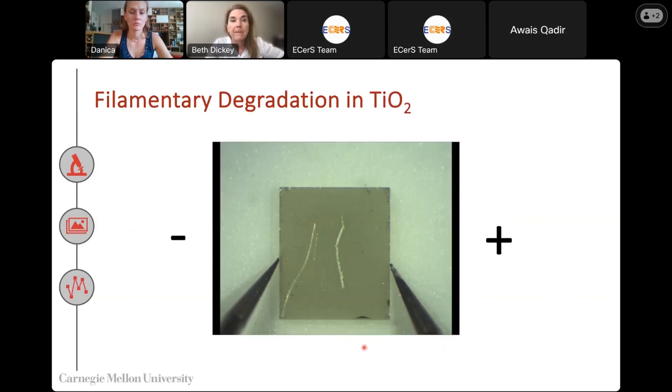Okay. The other thing, I'll just show an example, and this is another crystal. These are just scratches on the crystal. Here's the electrodes. We'll see if this movie plays.